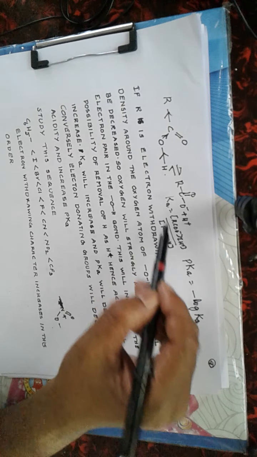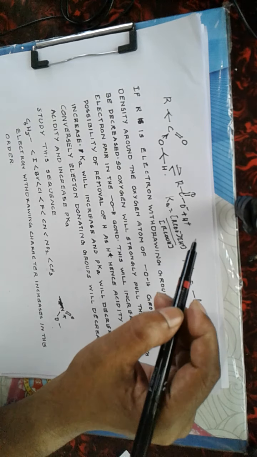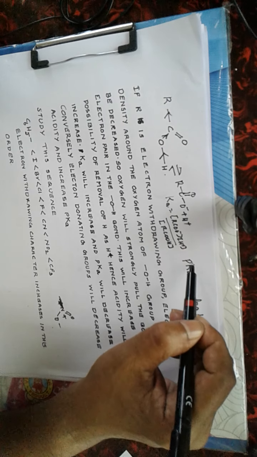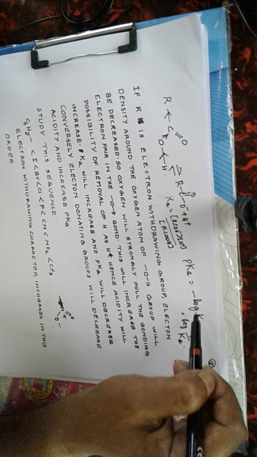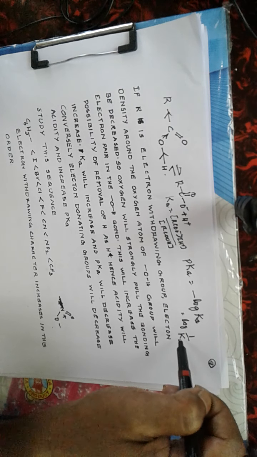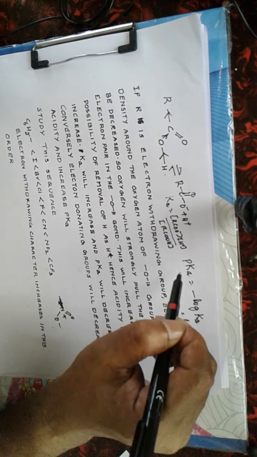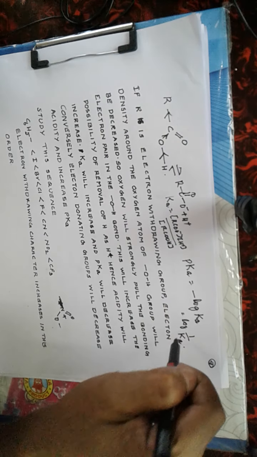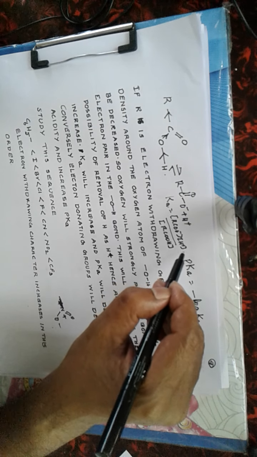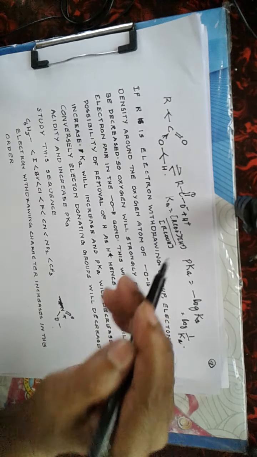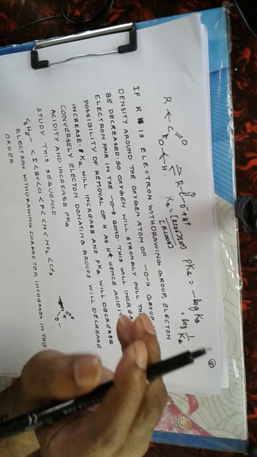And here as Ka increases, the concentration of H positive increases. And there is another parameter called pKa, that is minus log Ka, that is log 1 by Ka. So as Ka increases, 1 by Ka decreases and pKa decreases. So as Ka increases, the concentration of H positive increases, and so the acid strength increases and pKa decreases.